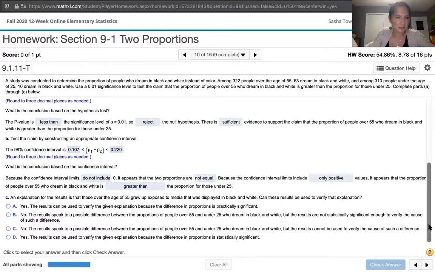So it says, okay, let's look at options B and C. It says, no, the results speak to a possible difference between the proportions of people over 55 and under 25 who dream in black and white. The results are not statistically significant enough to verify the cause of such a difference. Now, it does not matter how statistically significant the difference is. It doesn't tell us anything about cause and effect. For cause and effect, we need to do an experiment. So let's look at option C. It says, no, the results speak to a possible difference between the proportions, but the results cannot be used to verify the cause. That's our answer.